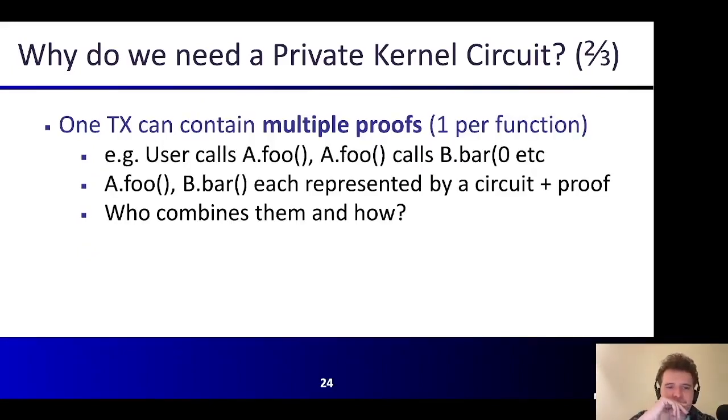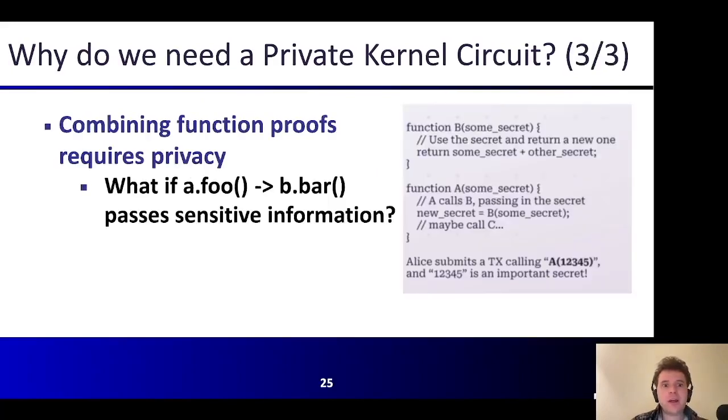So one transaction can contain multiple proofs, but we need some way of combining them and executing them sequentially, because we don't want to get into a situation where one transaction can only execute one function. Whilst in theory that can work, in practice that produces an intolerable developer experience and user experience, because what would naturally be one atomic transaction becomes split up into multiple individual function calls and many transactions, and that is painful to manage. And yes, combining function proofs requires privacy, because if some of the input parameters are private, then well, what do you do?